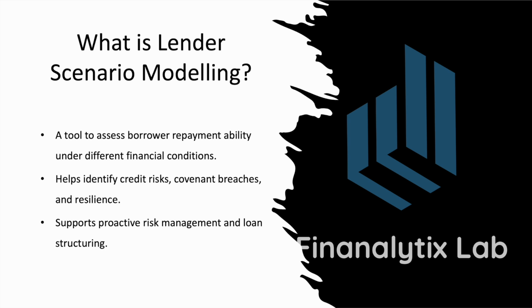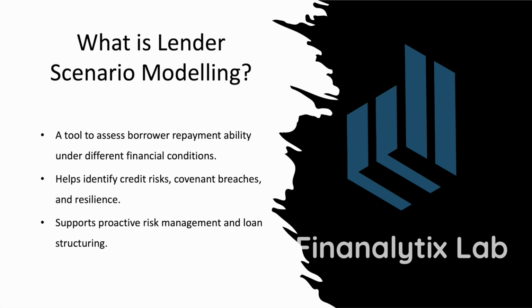Normally lenders track critical outputs to assess a borrower's financial resilience. These include debt service coverage ratio, also called DSCR, interest coverage ratio, also called ICR, loan to value, called LTV, and then the cash flow available for debt service. This is also abbreviated as CFADS. And then the covenant compliance matrix. If these metrics fall below acceptable thresholds, it may indicate repayment risk.